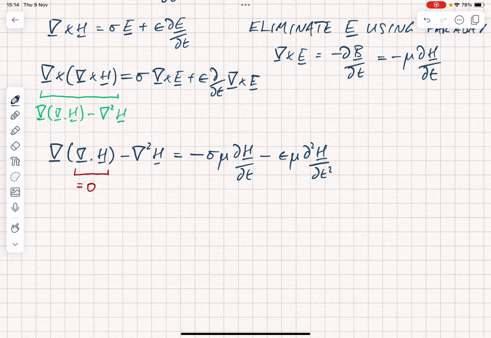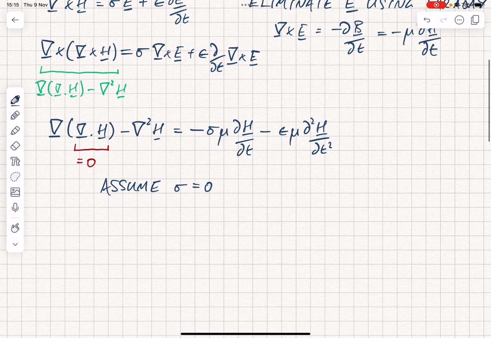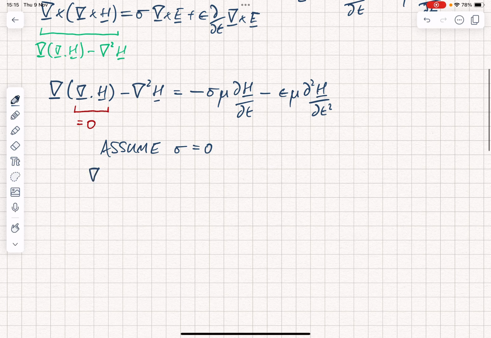We are going to assume for now that we're actually dealing with a situation where sigma, the conductivity, is equal to 0. That doesn't really change anything. If we were to leave sigma non-zero, then that term in dH by dt would just be a damping term. So we're not actually removing anything. And so we find that we have del squared H is equal to epsilon mu d2H by dt squared.